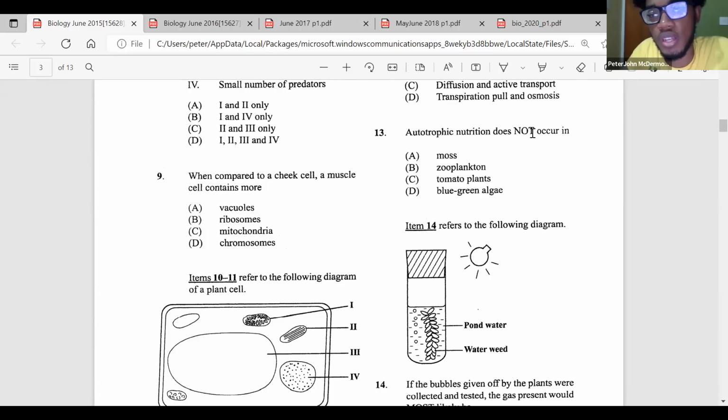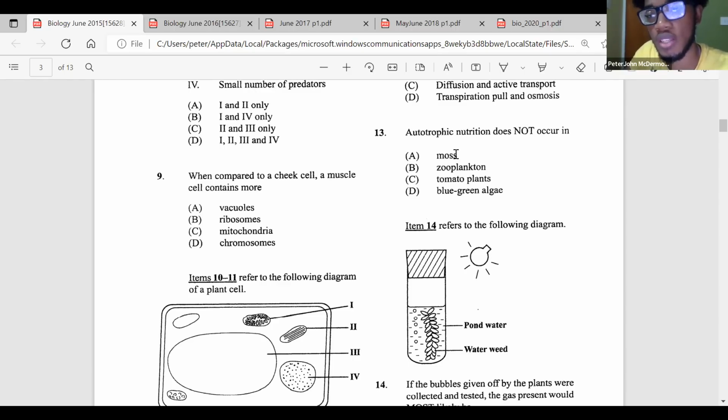Next, autotrophic nutrition does not occur in, so give a little time. All right, so this question is pretty simple when you look at it, right? Autotrophic nutrition, autotrophs. What's an autotroph? An autotroph is an organism which produces its own food. Producer. What organisms do we know are producers? Any green chlorophyll-containing organism, right? So does not occur in moss?